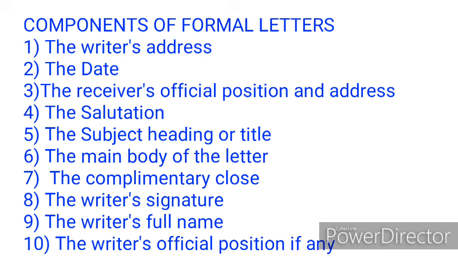A formal letter must have the following 10 components to be considered a good formal letter. Number 1 is the writer's address, that is your own address, followed by the date, official position and address of the receiver, the salutation, the subject heading or title, the body of the letter, the complimentary close or subscription, the writer's signature, the writer's full name, the writer's official position, if any. Now let's learn about those components, where they appear in the letter and their rules.